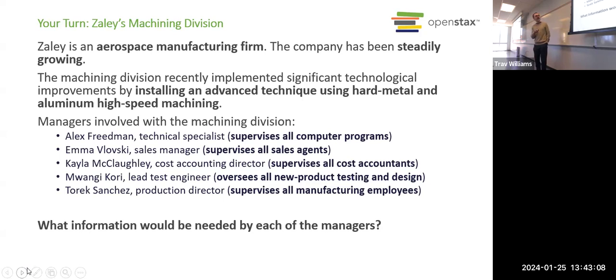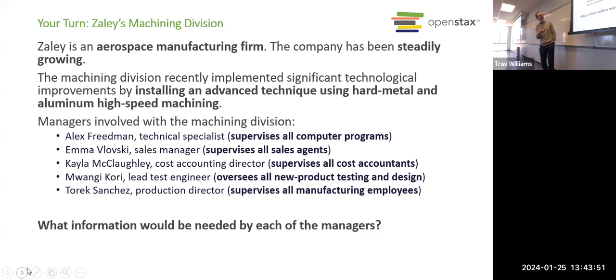Starting with Alex Friedman here, who supervises the computer programs. If you supervise computer programs in a company, what information would you need to be able to do your job? What kind of programs are you using? What else? Just brainstorm. Network. Okay, information about the computer network. What else? Feedback, like glitches or problems. Costs. Okay, exactly, right? And where do you get this information? Some of it's going to come from accounting.